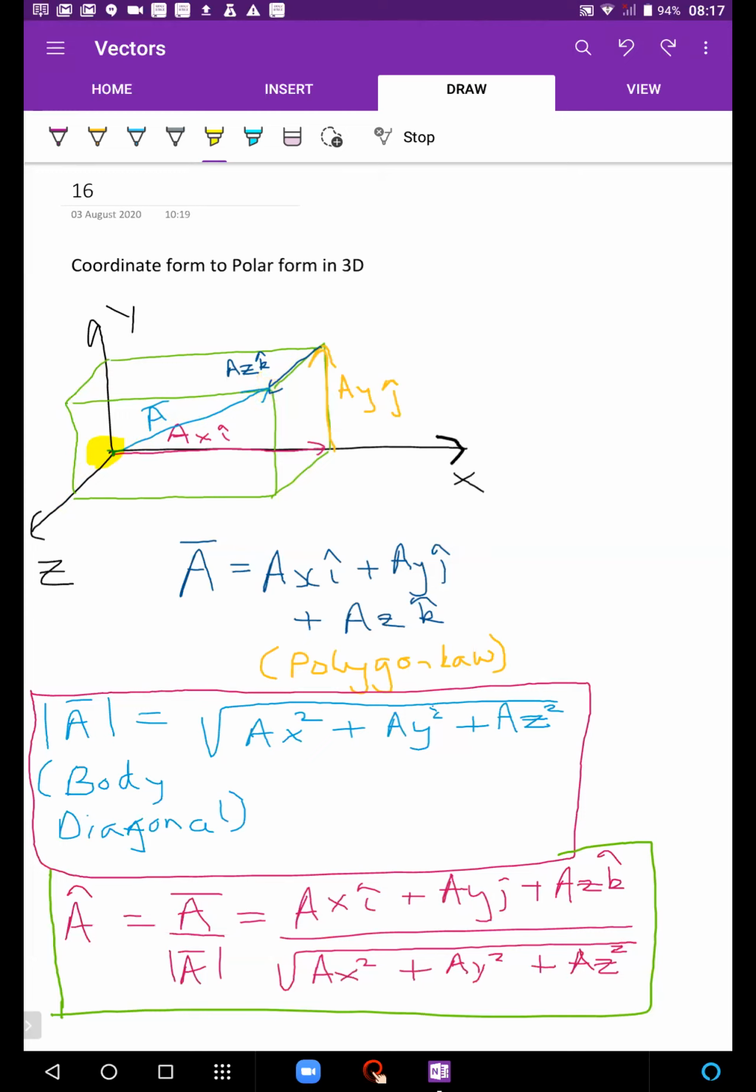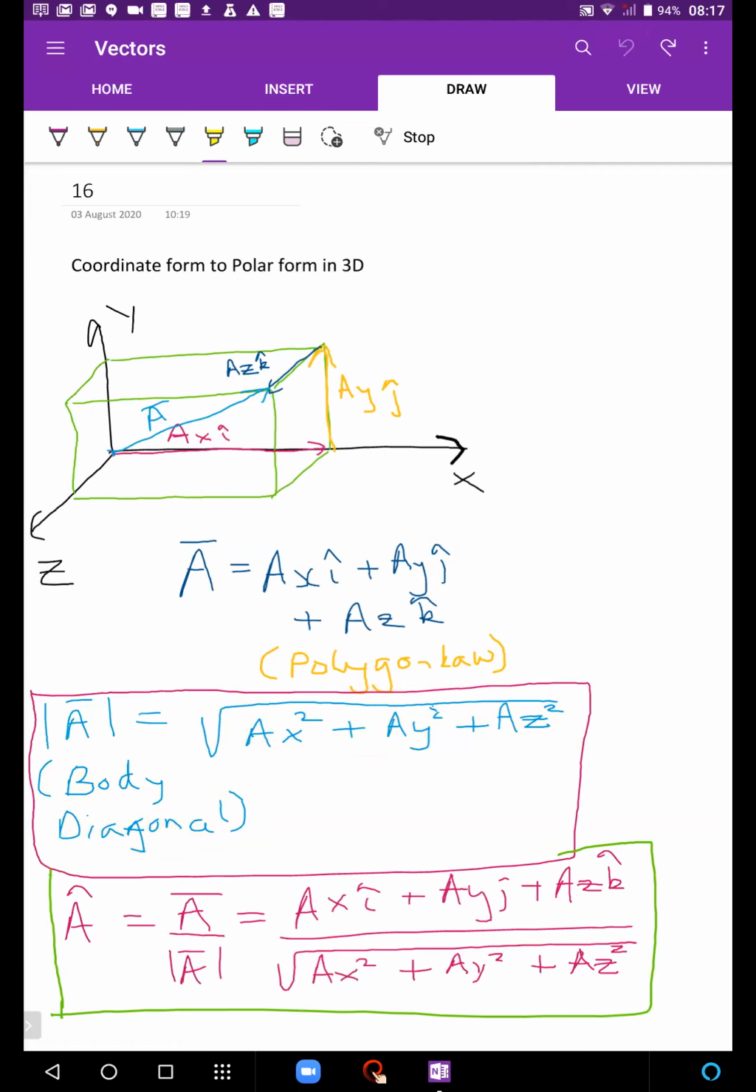So if I want to find the magnitude of A bar, all I need to do is find the length of that body diagonal. How do I find the length of the body diagonal when the side lengths are AX, AY, AZ? I'll need to apply Pythagoras theorem, and I'll get the length of my body diagonal, or the magnitude of A bar, is root AX square plus AY square plus AZ square. Okay, so this was the derivation, but now just in the end, I'll explain once more.